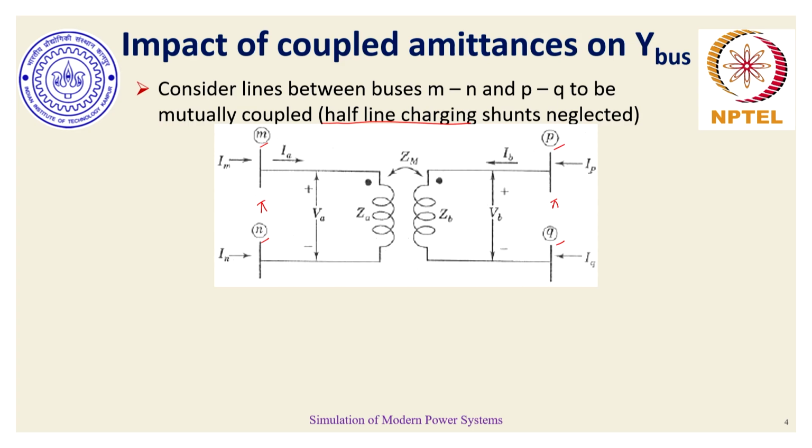If there is a half line charging shunt present in the pi model of lines MN and PQ, it would be automatically taken care of or considered at a later stage. So have patience, we'll come back to this part towards the end of this discussion. For the time being, the mutual coupling is present only between the series impedances. ZA and ZB are those series impedances of the pi model lines MN and PQ, and the mutual coupling value is Zm. We also have a way of denoting the orientation of mutual coupling.